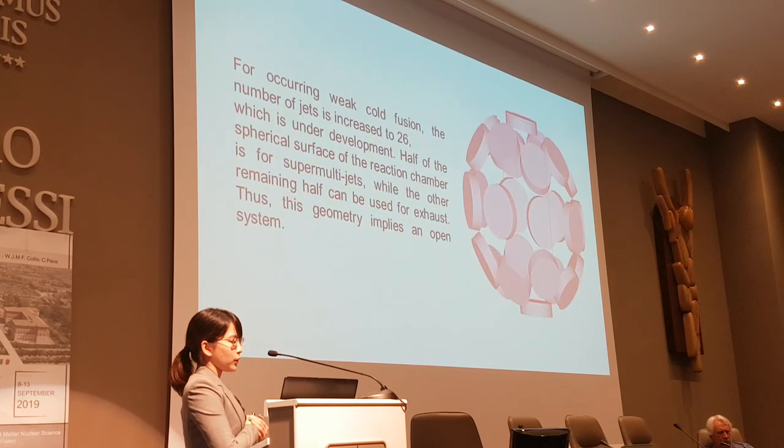For occurrence of weak cold fusion, the number of jets is increased to 26, which is under development. Half of the spherical surface of the reaction chamber is for super multi-jets, which is shown here in this pinkish color, while the other remaining half can be used for exhaust. Therefore, we'd like to point out that this geometry implies an open system.